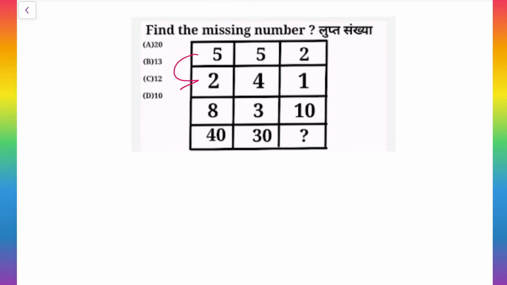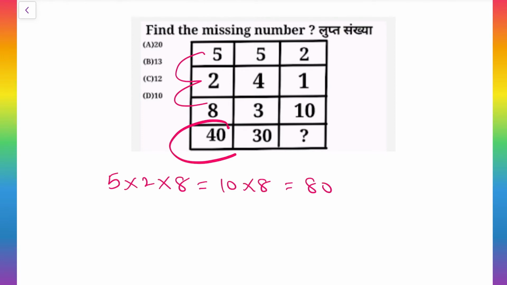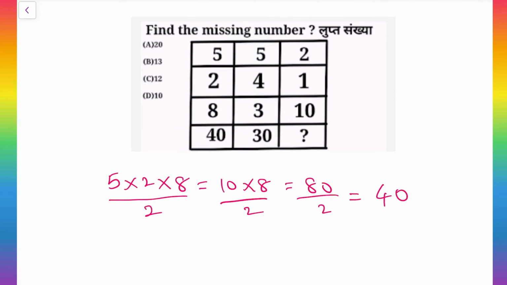First three numbers I will multiply. Total all the three numbers I'll multiply, that is 5 into 2 into 8. 5 2s are 10. 10 into 8, that is nothing but 80. But here we have 40. So 80 half is 40. So that's why I will divide that multiplication by 2. So we will get 80 by 2, it's nothing but 40.